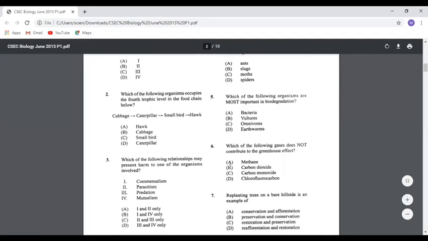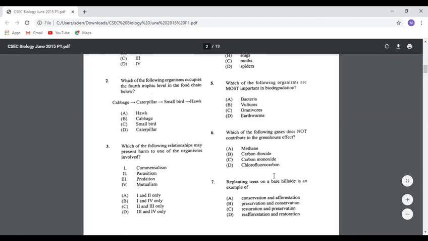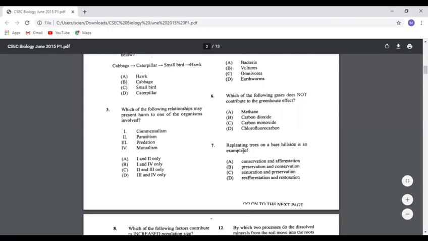6. Which of the following gases does not contribute to the greenhouse effect? So we have A, methane, B, carbon dioxide, C, carbon monoxide, D, chlorofluorocarbon. So the answer would be C, carbon monoxide. All the others contribute to the greenhouse effect.